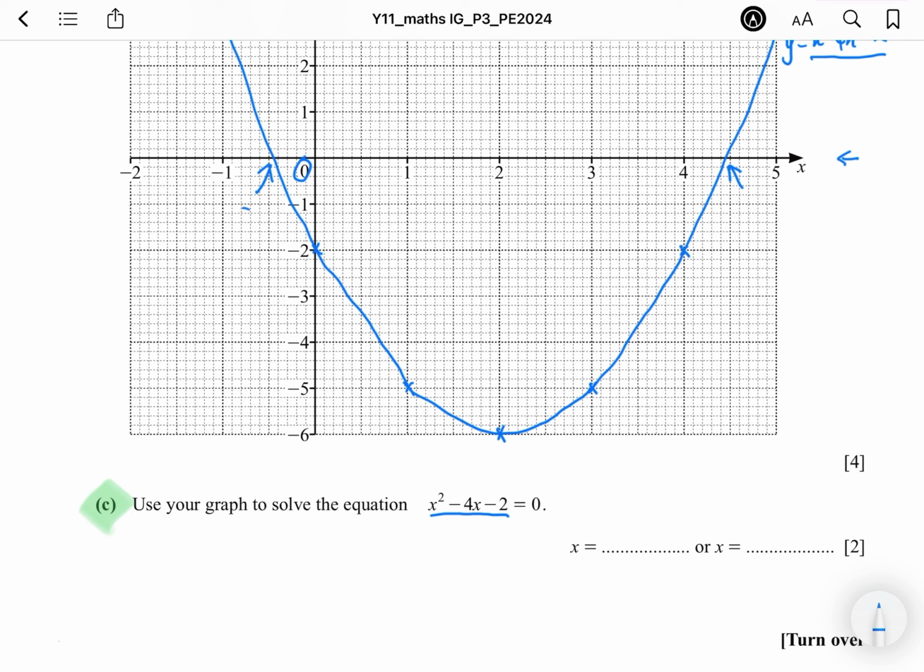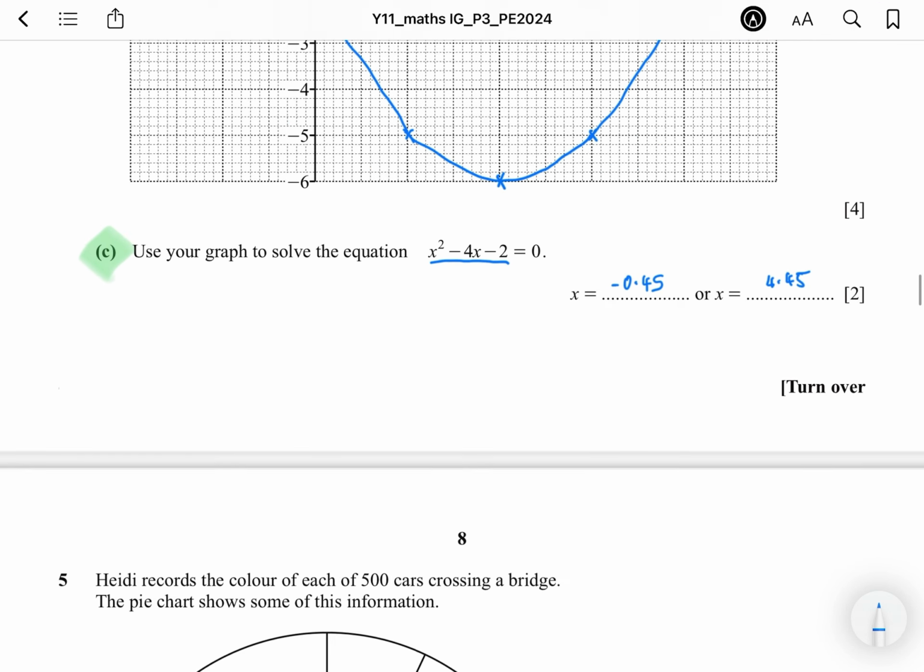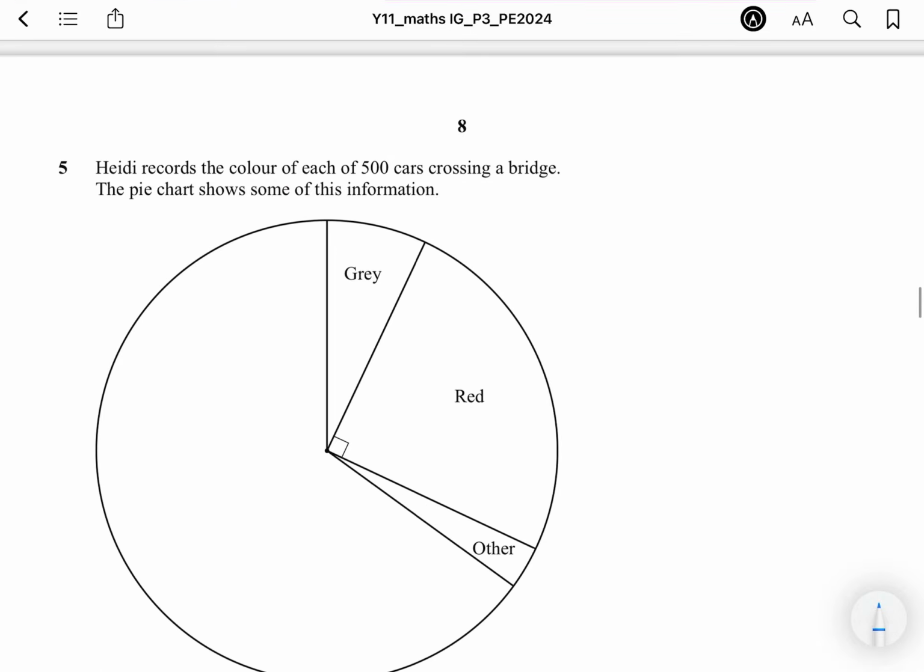So 0.1, 0.2, 0.3, 0.4, negative 0.45, and the other one would be 4.45. You might get different value than me, but as long as you identify the value where your graph touches the x-axis, then you'll be all right and get that 2 marks.